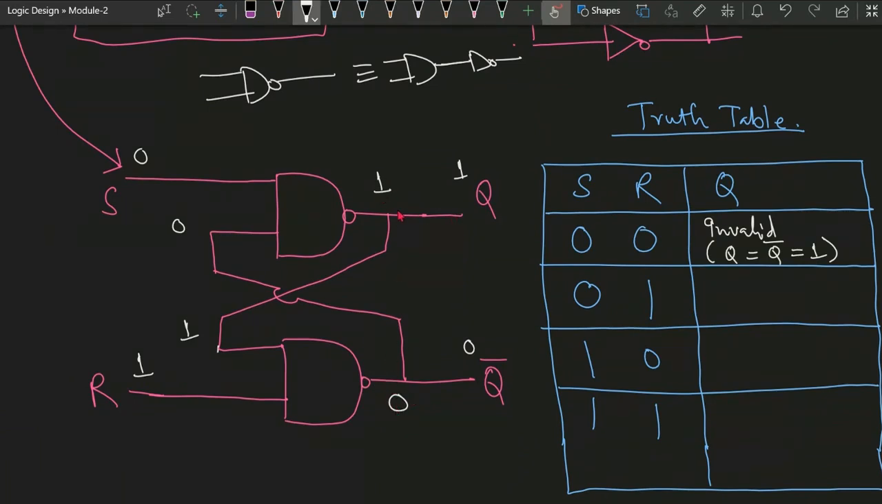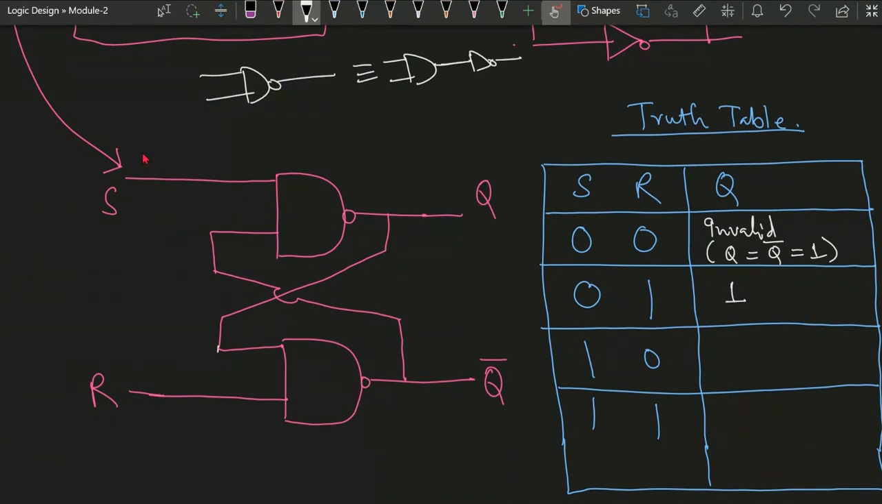So you can say there is a stable output. Stable output in the sense that if Q and Q bar is 1 and 0, the output is coming out to be 1 and 0. So if S is 0 and R is 1, at that time the output Q will be coming out to be 1. So here the output will be 1. Okay, I hope you have got the point. Next condition we will be looking at.